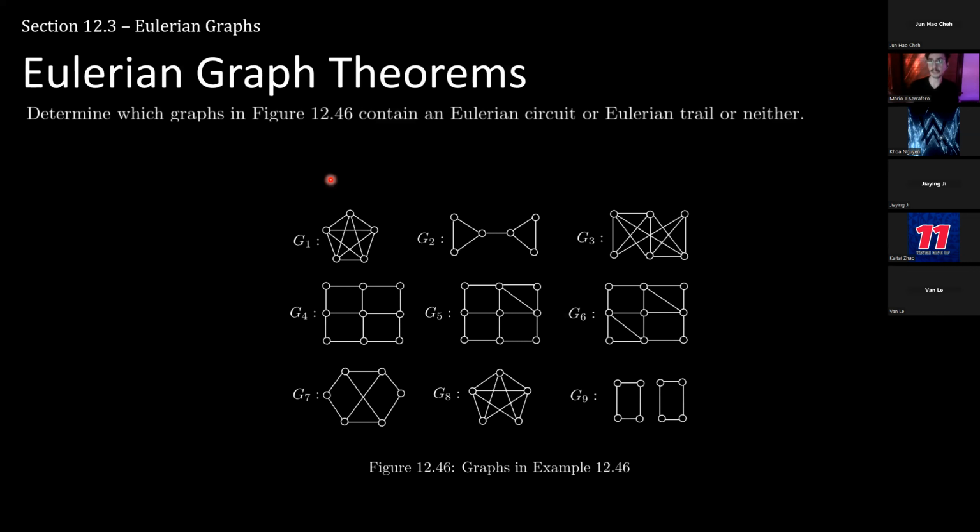And these two things are useful because they allow us to quickly identify whether graphs have Eulerian circuits or trails or not. So for example, if I give you these 9 graphs, can we very quickly identify which ones are Eulerian or not? If we were to do it by actually looking for the circuits or the trails ourselves manually, then we would definitely run over, right?